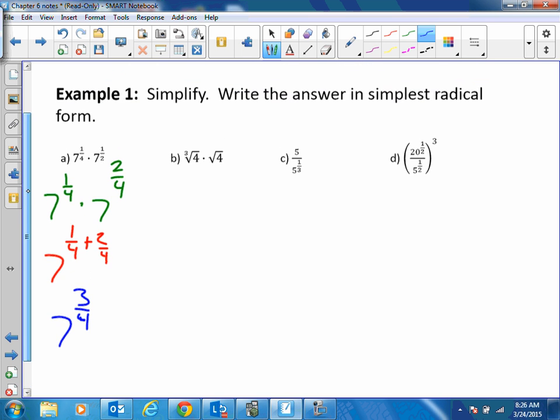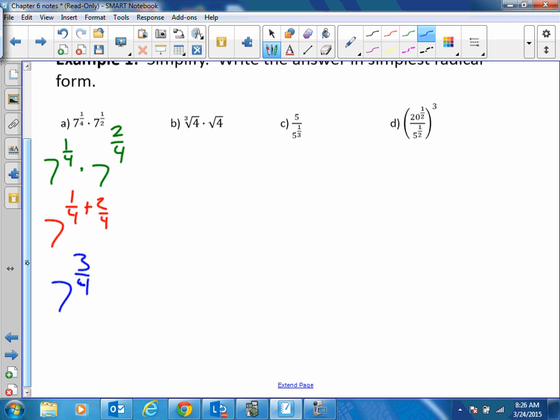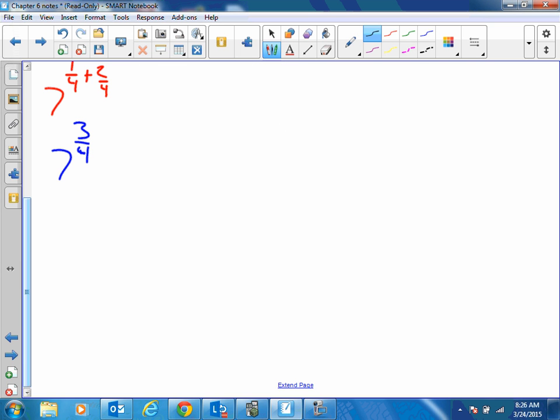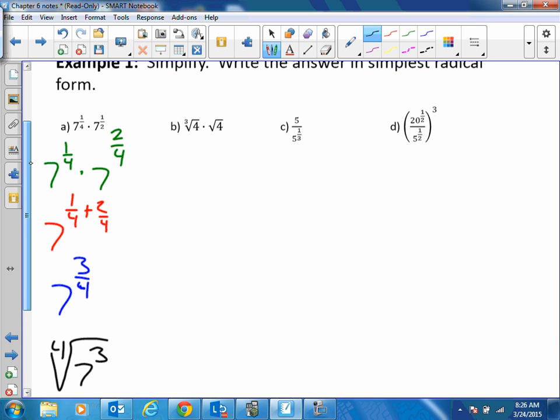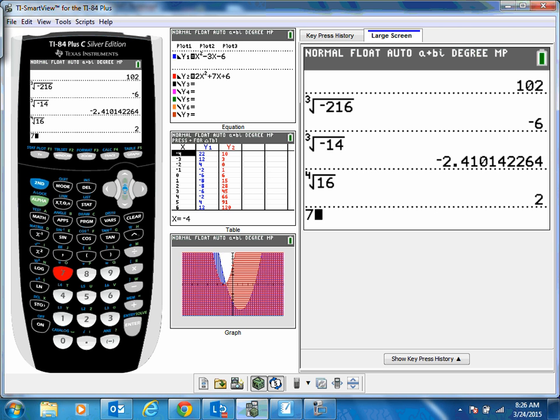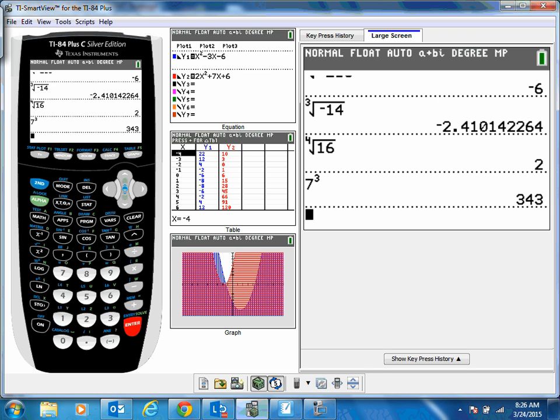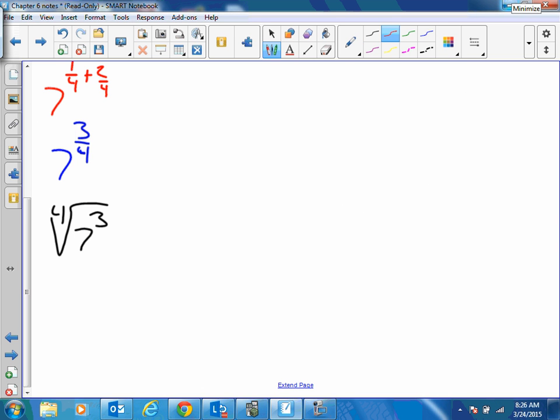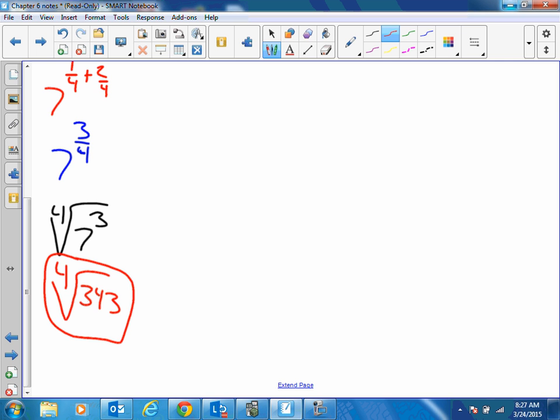Now it says to write it in radical form, so now we can rewrite it. Remember the root goes, let's keep going down here, the bottom number is your root, so it'll be the 4th root of 7 cubed. Then we can simplify that. What is 7 cubed? 7 to the power 3 is 343. I should have known that. So the 4th root of 343, and that'd be the simplest way to write that radical.